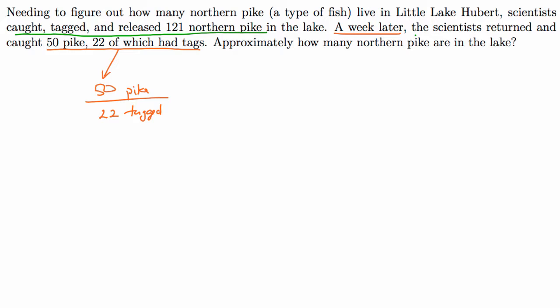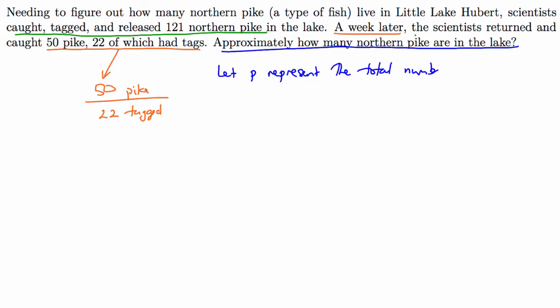Before we go any further, though, we do need to formally define our variable. The question we're trying to answer is approximately how many northern pike are in the lake. I'm going to let P represent the total number of northern pike in the lake. Now that we have a variable to represent the unknown and the answer to the question, I need to go back and set up an equation.